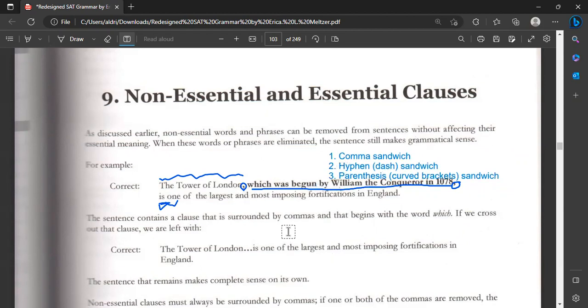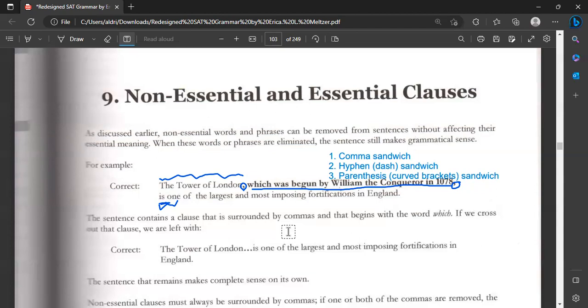So if it's a comma sandwich, it means it's in between commas. Comma will begin the non-essential clauses. The non-essential clause, you have the non-essential clause there, and then the comma will denote the end of the non-essential clause. So a hyphen sandwich, you're going to have two dashes, right? At the beginning and at the end, you have two hyphens. And parentheses, you have the same.